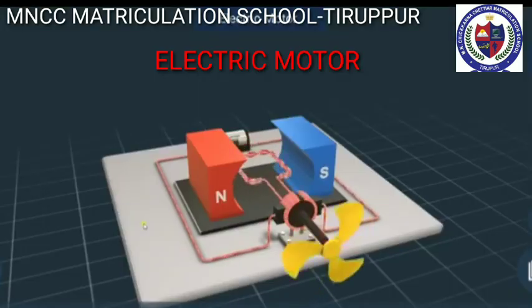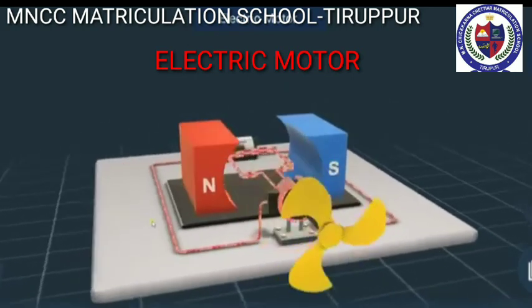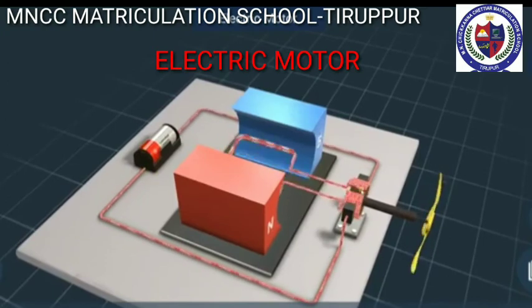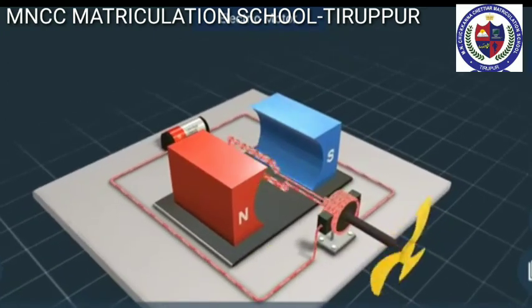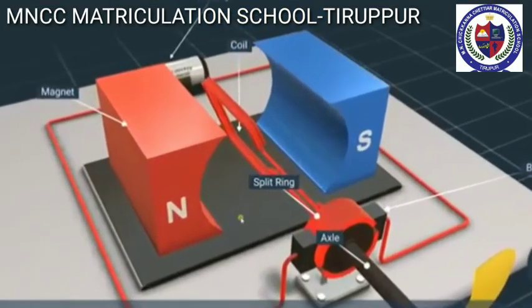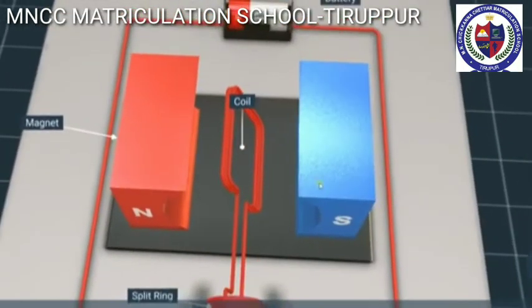Now let's learn about the electric motor. An electric motor is a device which converts electrical energy into mechanical energy. An electric motor consists of a rectangular coil of insulated copper wire. The coil is placed between the two poles of a magnetic field.